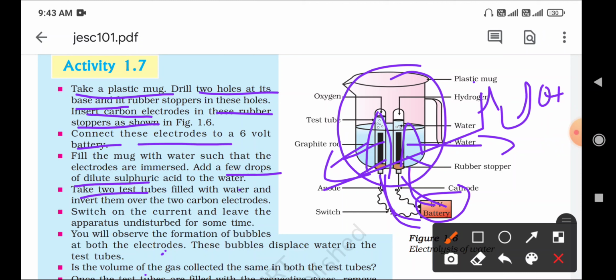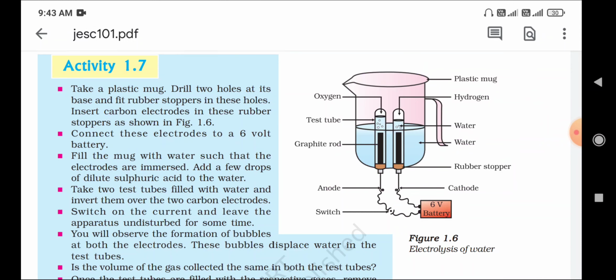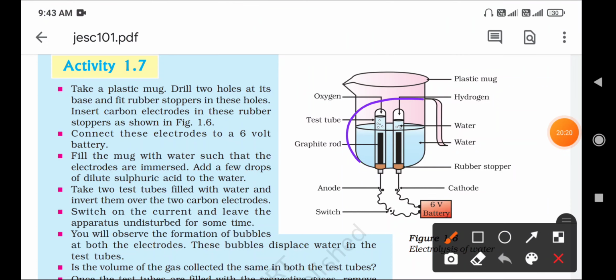Take 2 test tubes filled with water and invert them over the 2 electrodes. So invert means you have to make it like this. Take test tubes filled with water and invert them over the 2 carbon electrodes. Switch on the current and leave the apparatus undisturbed for some time. After the connection is done, close the switch and the current will pass through these test tubes.